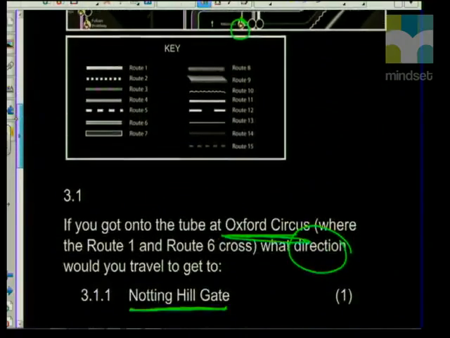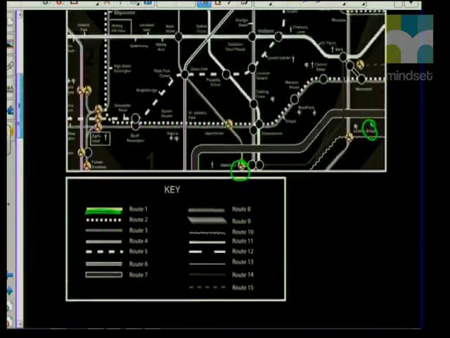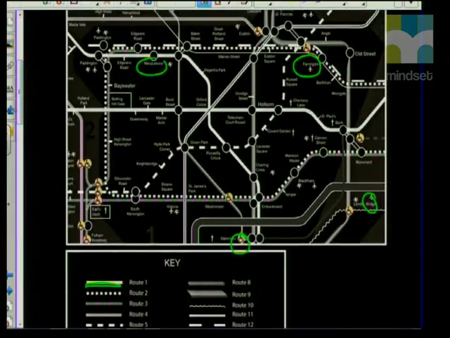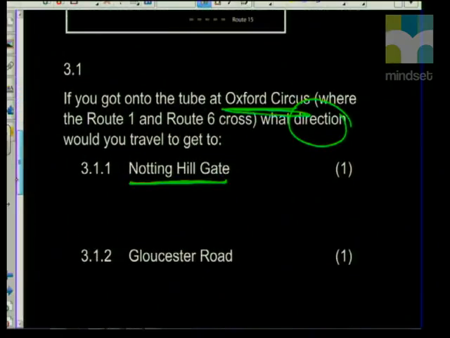They've said that Oxford Circus is where Route 1, which is this dark line over here, and Route 6 cross, which is this one with a double line. So that will help us to see where it could be. And if you look very carefully, this is Oxford Circus. Now they want us to tell them the direction. And are we going from Oxford Circus? If you got onto the tube at Oxford Circus, what direction would you travel to get to Notting Hill Gate?